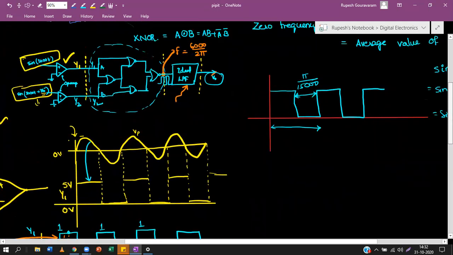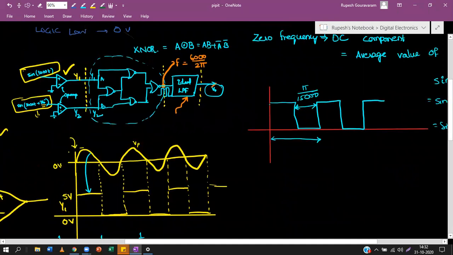Yes or no? So that means the total time period of the wave till here will be 2 pi by 6000. So obviously we can know this particular value. Okay, so this will be 2 pi by 6000 minus pi by 15,000, is it not? So here this is the time period. Okay, T is equal to 2 pi by 6000.